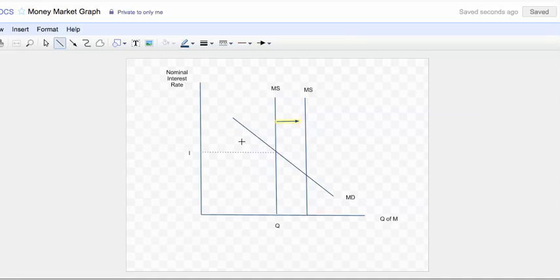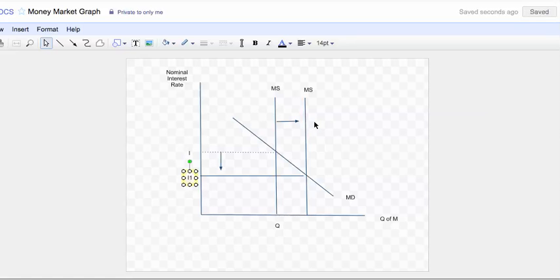Well, it's really kind of simple. Notice the demand curve going down. We have a new equilibrium point for interest rates. The interest rates have now decreased, so interest rates come down. We have a new interest rate, we'll just call it I1. Interest rates have gone down, money supply is shifted to the right.